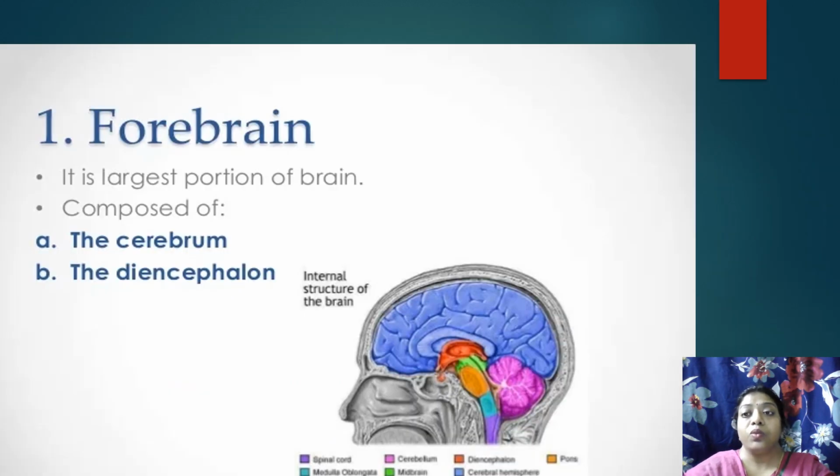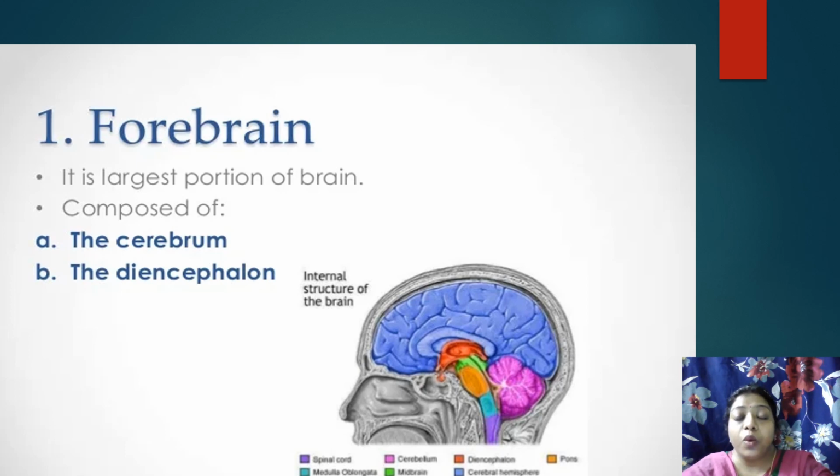The next one, what does this forebrain do? Of course, just now we saw this forebrain forms the largest portion of the brain, and it is again divided into the cerebrum and the diencephalon. The main function of the diencephalon is that it is a processing unit. It is the processing unit of the brain in response to the sensory system as well as to the autonomic nervous system. What is this autonomic nervous system?